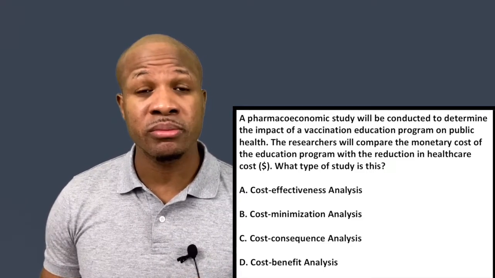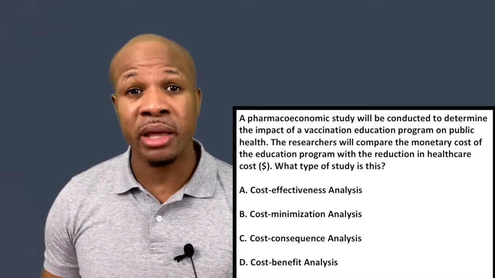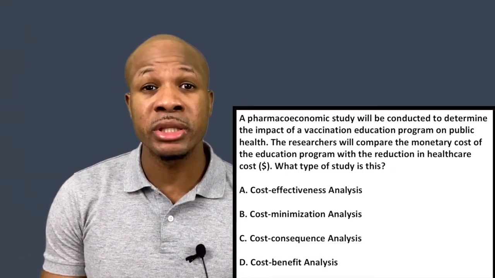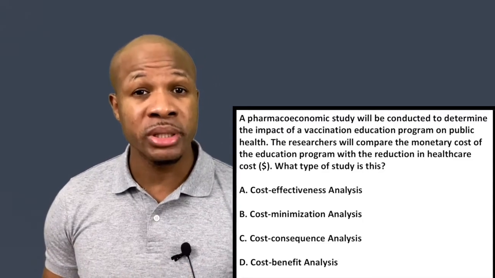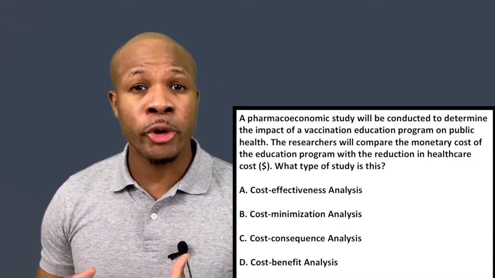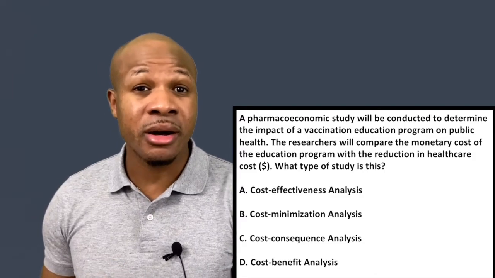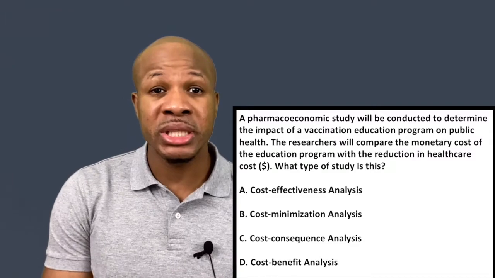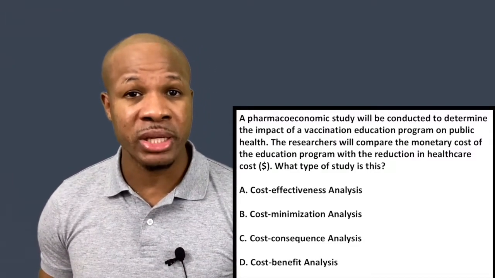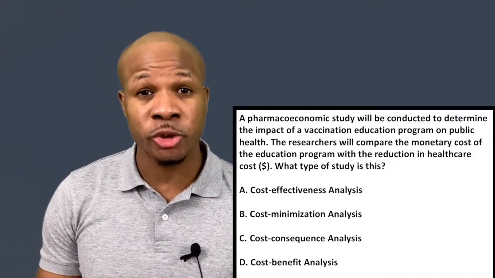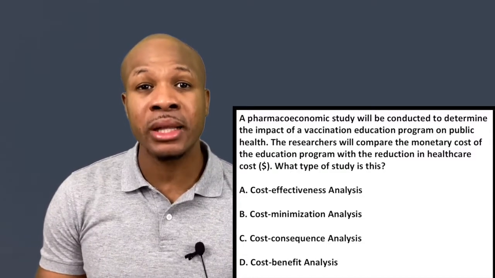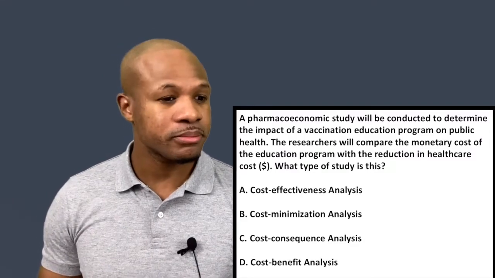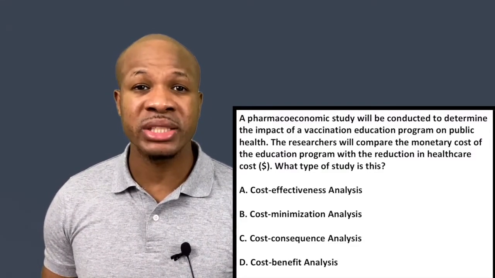So for this question, the detail that you have to recognize is that the input of the study is the cost of the program, and that cost is given in units of dollars. Also, the output of the study is how this program lowers healthcare costs, and that cost is also given in dollars. So that's the key to this question. Input is given in dollars, and output is also given in dollars. So we need to look at the answer choices to see which one gives us an input in dollars and an output in dollars. So let's go ahead and look at the answer choices. A says cost effectiveness analysis.